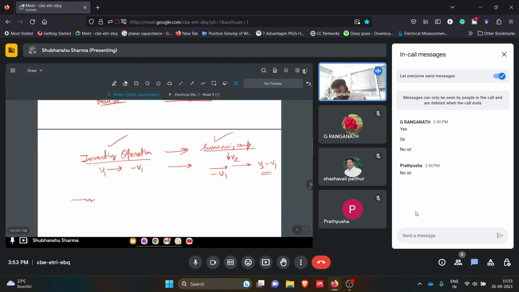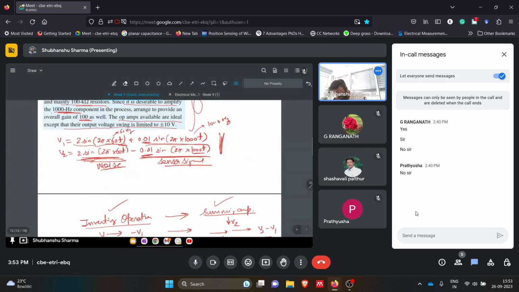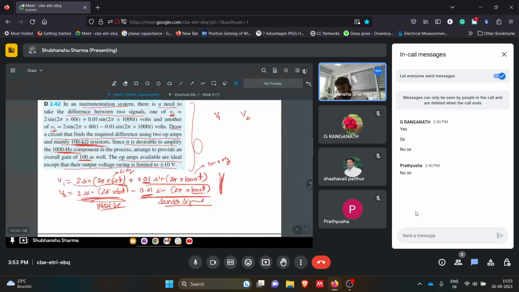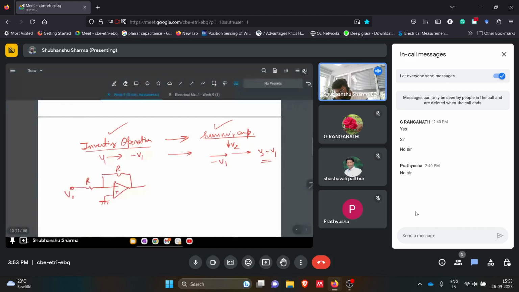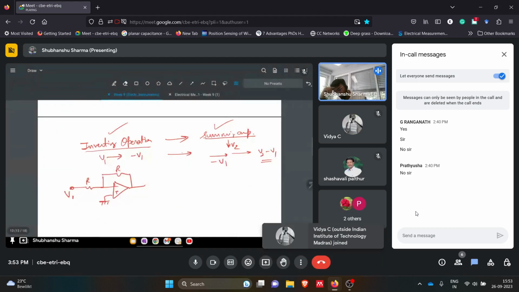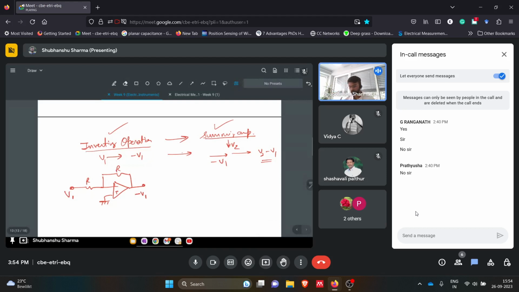The inverting configuration, you know how it looks. This is grounded, and let's say V1 is here, and we can only use R. There is one constraint that we can only use 100 kilo ohm resistors. There can be multiple of them in series, parallel, whatever, but we are using R. Then what will we get from this? We will get an inverted V1 from this. So this is what an inverting amplifier does.